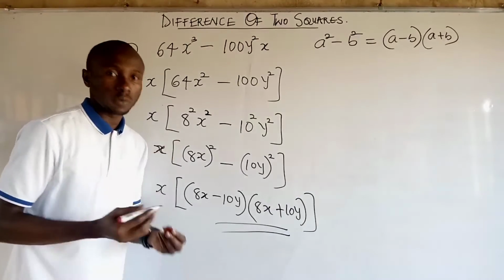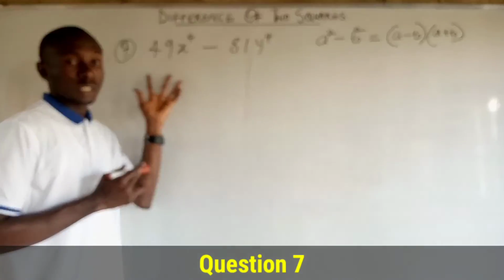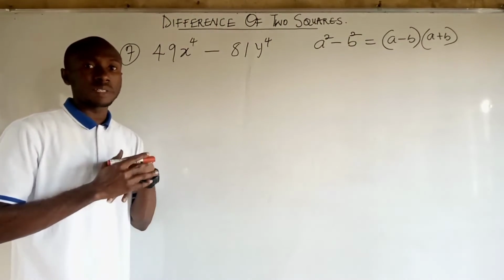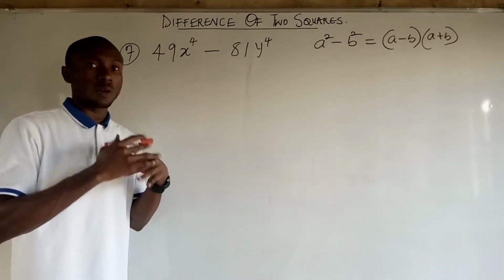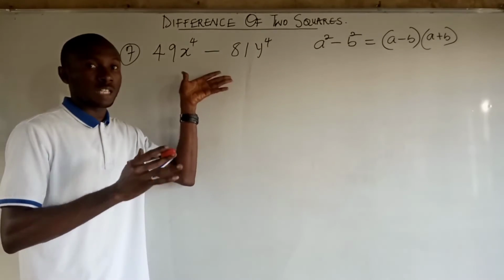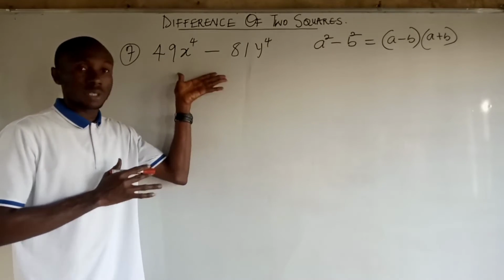Two more to go. This is question number 7, the second to the last question, and as the number increases, the question tends to increase in complexity. But I tell you, there is no issue with this question if you stick with me to the end of this work and to the end of this video.